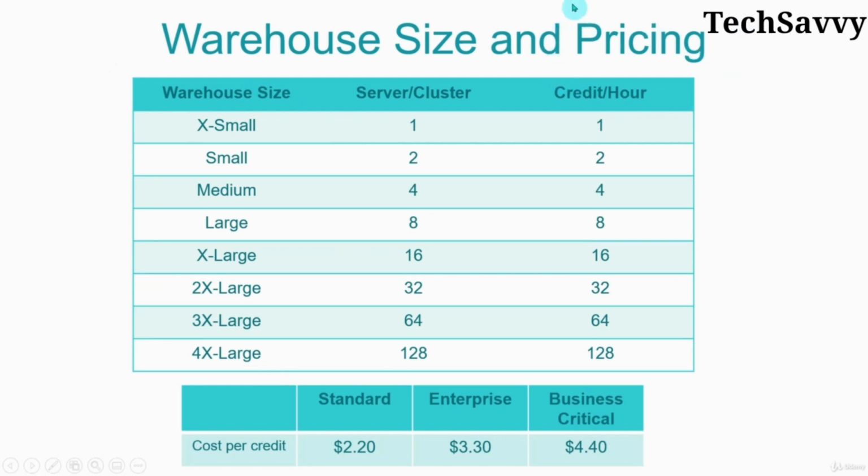Quickly looking at the pricing option, how Snowflake pricing works: Snowflake charges on the basis of credits. If you use X-Small for an hour, you are charged 1 credit, and if you go for Large, you are charged 8 credits. And the cost of 1 credit depends on the edition you are working on. For Standard, the cost of 1 credit is $2.20. For Enterprise, it is $3.30, and for Business Critical, it is $4.40 per credit. And credits per hour is the burn cost for your Snowflake resources.